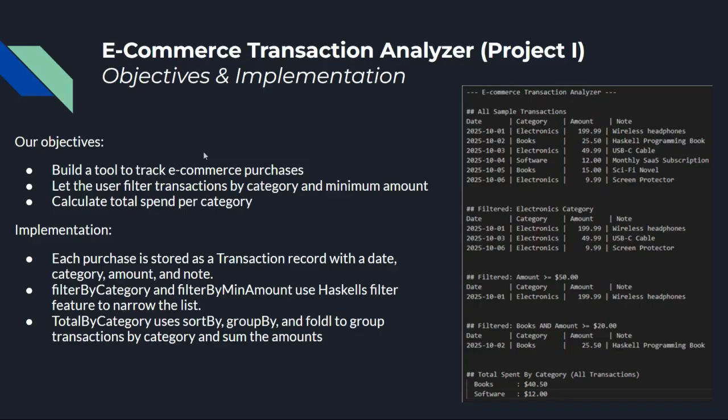And then lastly, we implemented total by category, which first sorts and groups the transactions by category and then uses a strict left fold to sum the amounts for each group. And then we outputted it in this format you see on the right.